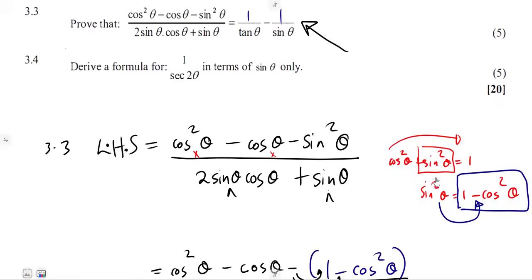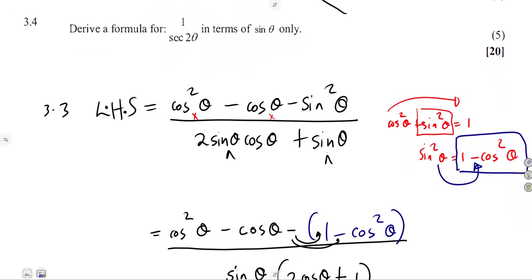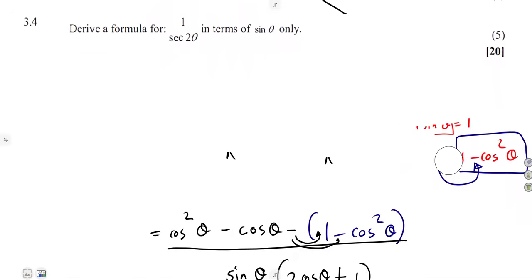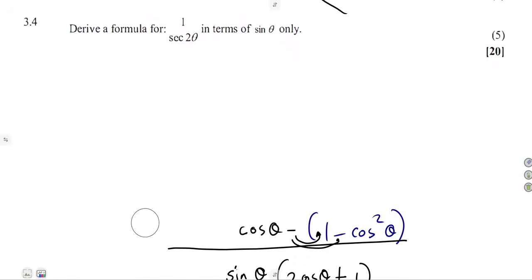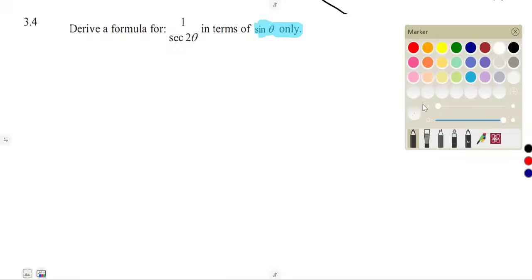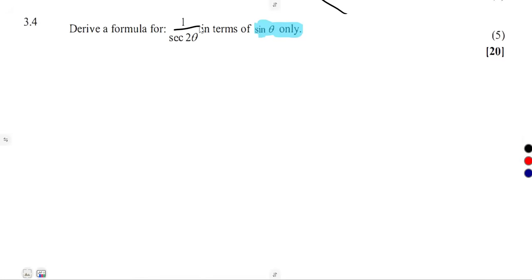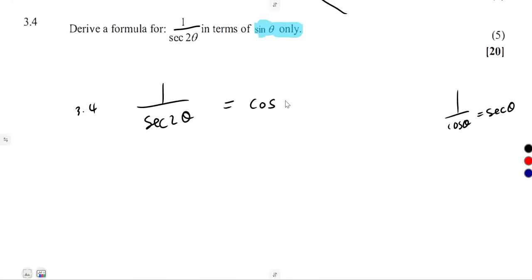Then 3.4, derive the formula for this: 1 over sec of 2 theta. But your answer is supposed to be in terms of sine theta only. We must have sine of theta only in our answer. So what can we do? 1 over sec of 2 theta. Guys, remember, 1 over cos theta is sec of theta. So if it is 1 over sec of 2 theta, it simply means you're going to have cos of 2 theta.